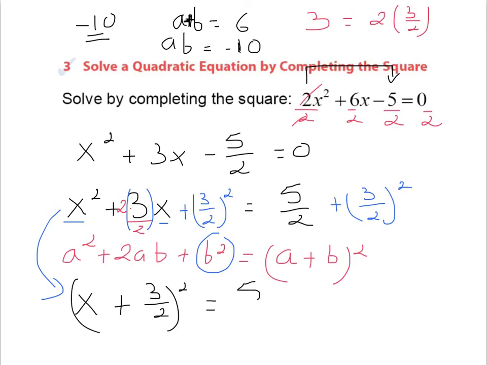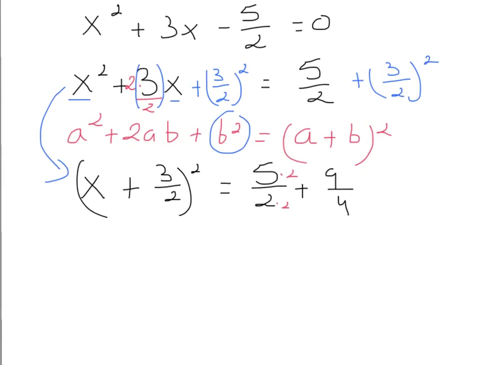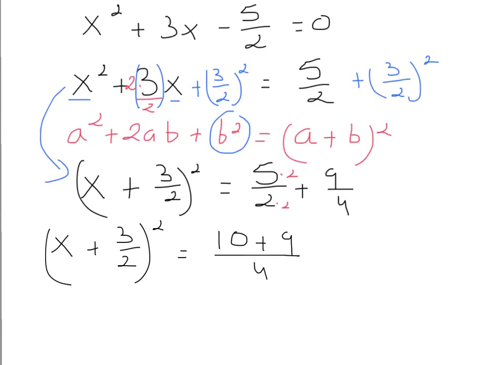5 over 2 plus 9 over 4. I need to find the common denominator, the LCD, the least common denominator. We multiply the first fraction by 2 on top and bottom. So here we have x plus 3 over 2 squared equals 10 plus 9 over 4. Again, x plus 3 over 2 squared equals 19 over 4.